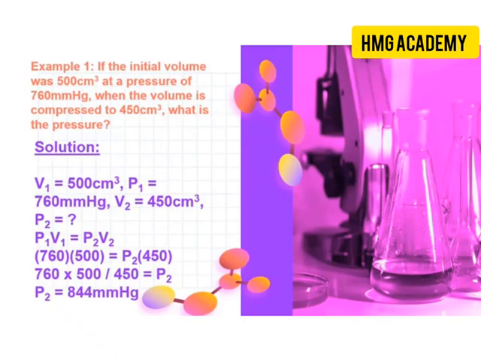So using our formula, P1V1 equals P2V2, we now put in our figures and carry out the evaluation. P2 will become 844 mm mercury. That will be the pressure at 450 cm cubed.